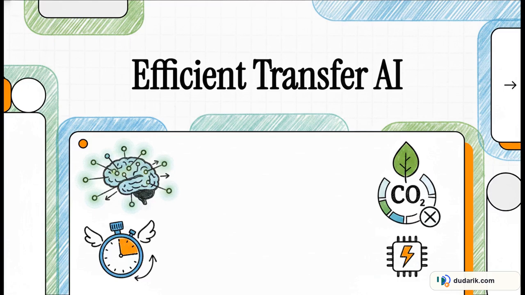And look, if you've ever stared at a progress bar during a fine-tuning run, just doing the math in your head on how much cloud compute budget you're burning through, this is absolutely the breakthrough you've been waiting for. It promises to drastically cut compute time and CO2 emissions in transfer learning.